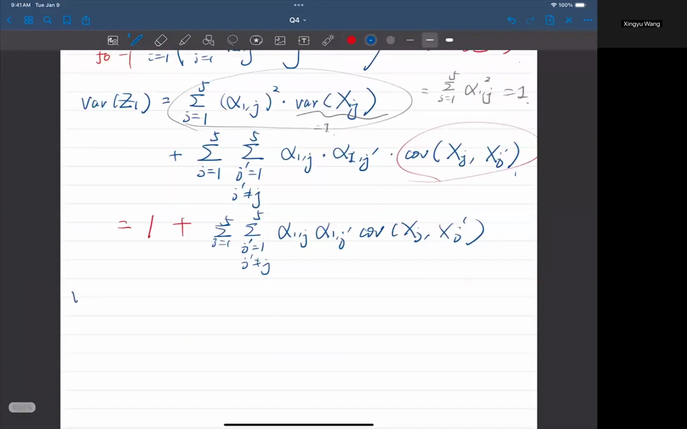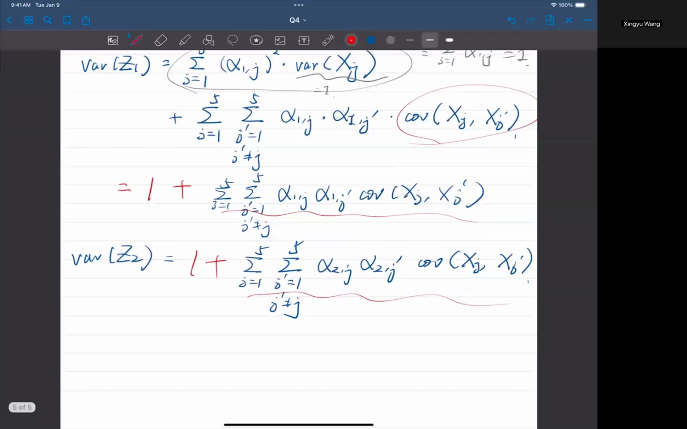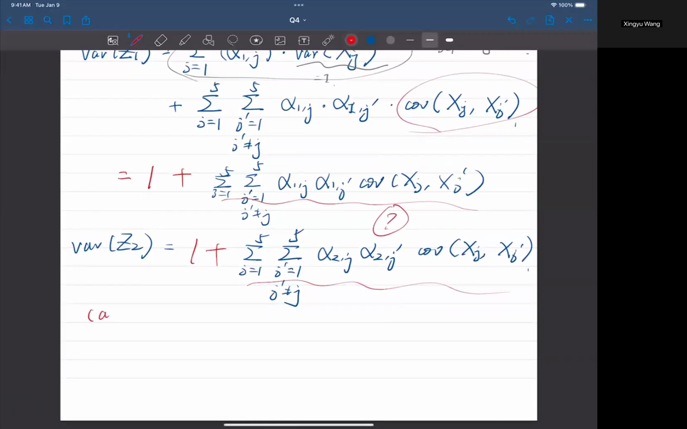It's the same for z2: you will also get 1 plus a term that we don't really know how to evaluate because of the lack of information about the covariance structure, with alpha 2j, alpha 2j prime, and the covariance of xj and xj prime. So in short, for claim A, we can't compare these two terms because of the lack of information. So in general, A is not true.